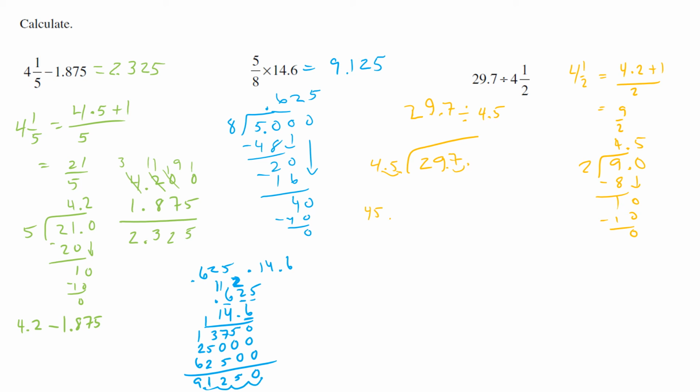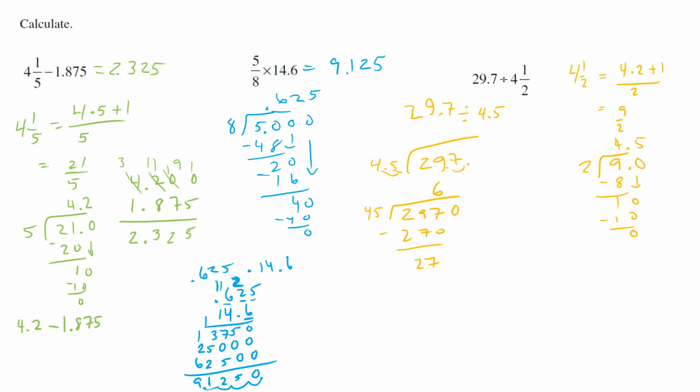29.7 divided by 4.5. And we want to move the decimal, so we're dividing by a whole number. So it's actually 297 divided by 45. So let's see how many times 45 will go into 297. So it looks like 6 times, since I had to go to the 7 for that to work. Put the 6 over the 7, multiply back. 45 times 6 is going to give me 270. I'll do my subtraction there. So that gives me 27.